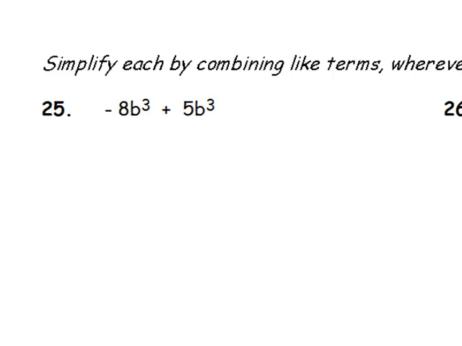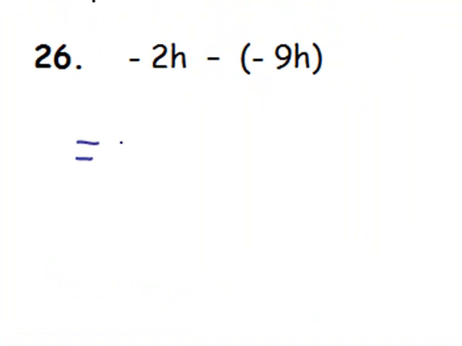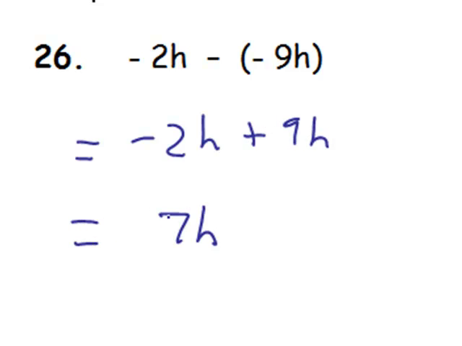Number 25 says simplify each by combining like terms. Well, they're both b cubed terms. That's a negative 3b cubed. 26, negative 2h plus 9h, that's the double negative again, and that's equal to 7h.